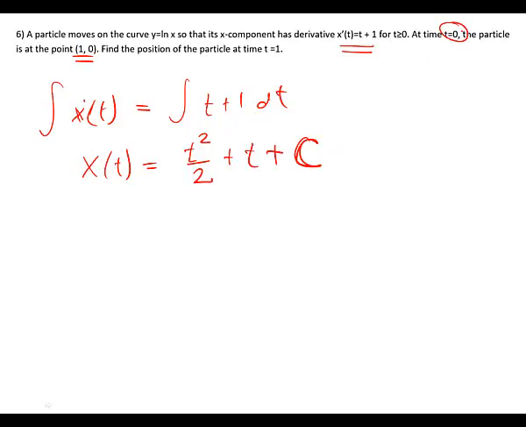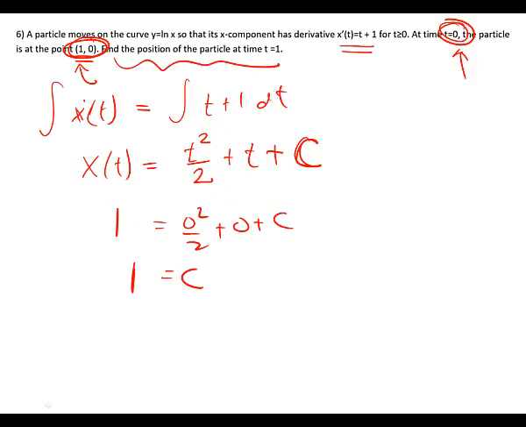Now, I have not used this initial condition yet, right? That's what I'm going to plug in. So what goes in for the t value? 0. What's going to go in for x of t? 1, the x part of that point. So you're going to get 1. So what does that mean C is going to equal? 1.